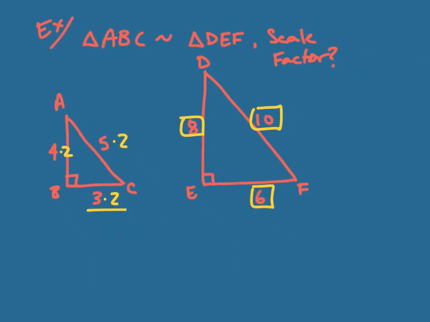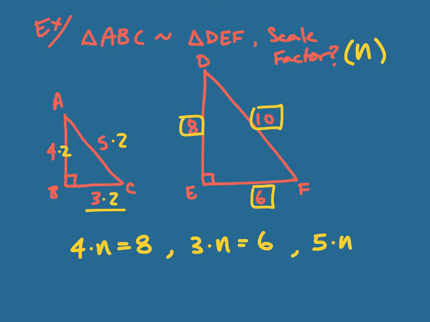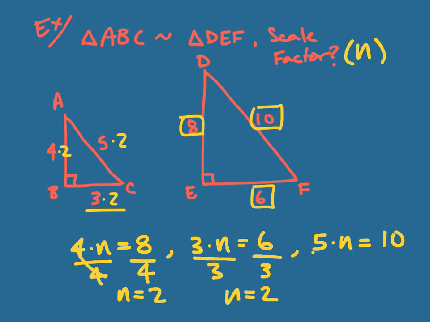Now, if you wanted to figure this out, what you could do is you could use the variable n, okay? That's what we use for scale factor. And you can set up various equations, and you could say 4 times some number gives me 8. You can say 3 times some number gives me 6. You can say that 5 times some number gives me 10. Okay, and if I solve each of these equations, I get that n is equal to 2. Divide by 3 on both sides here, I get that n is equal to 2. Divide by 5 on both sides here, and I get that n is equal to 2. Okay, so every time I do this, I get 2, all right?